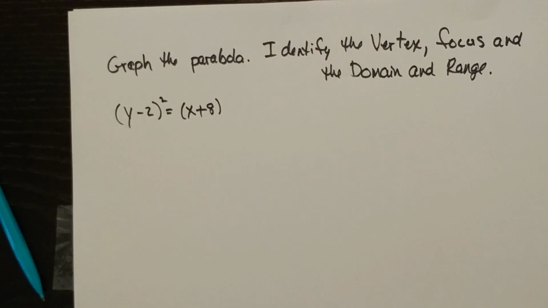In this video, we're going to graph a parabola. This is the equation of a parabola. That's easy to identify because only one thing is being squared. So that is one of our conic sections. That's a parabola.